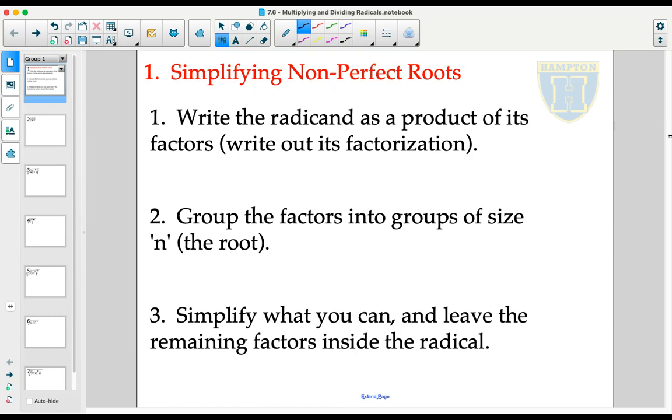While it is certainly nice to have a decided upon strategy for simplifying non-perfect roots, whether that's square roots, cube roots, or roots of a higher index, there are certain shortcuts that we can exploit as we work through these examples and hopefully see, regardless of the index, that there are certain skills that are transferable to the different levels and indices that we're going to see.